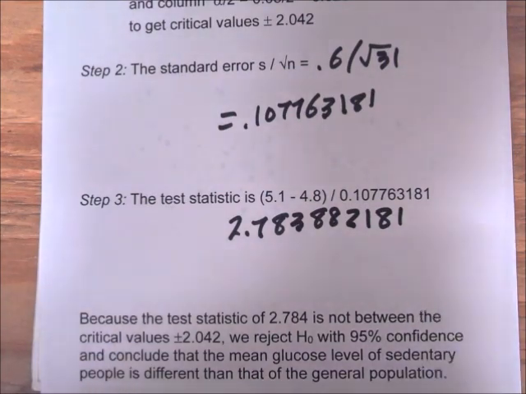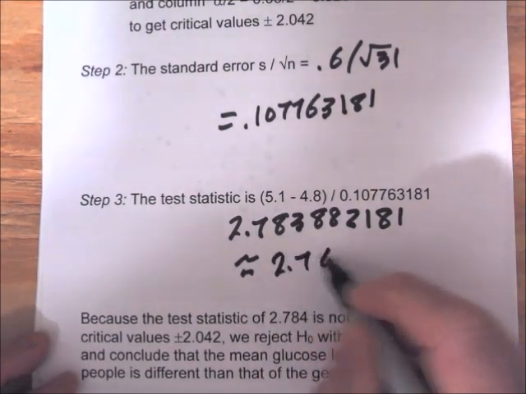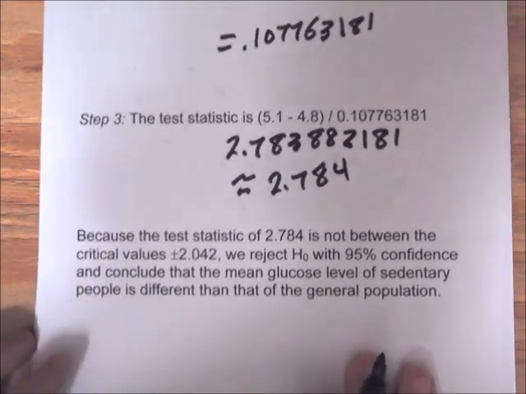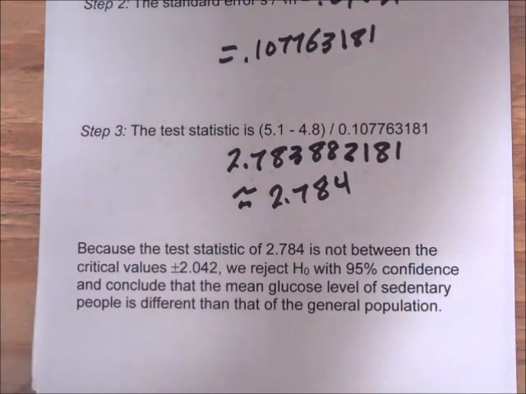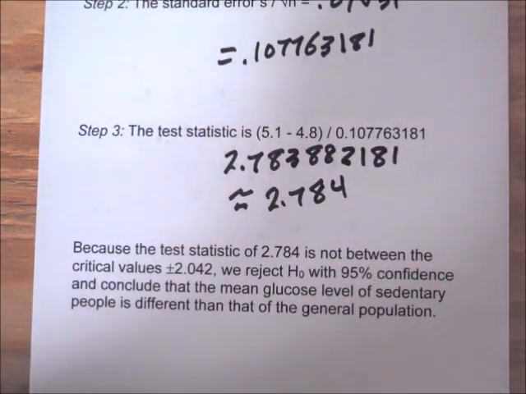Okay, so our test statistic is approximately 2.784. That is not between the two critical values of plus or minus 2.042. So that means we reject H0 with 95% confidence and conclude that the mean glucose level of sedentary people is different than that of the general population. Okay, so we can also do the p-value method.